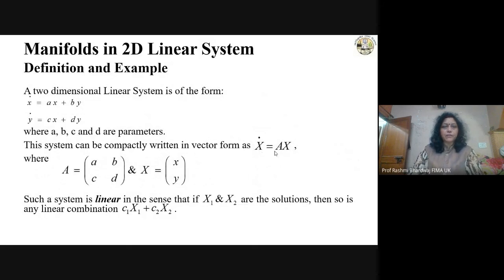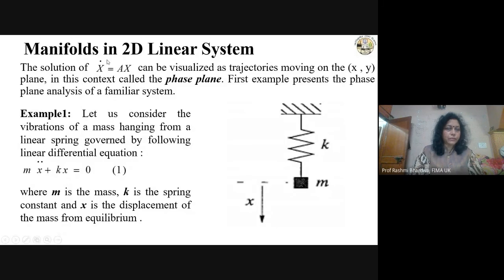Basically, suppose you have any two-dimensional linear system which is of this form. So this is the matrix of this, and this is the xy. Such a system is linear in the sense that if x1, x2 are solutions, then so is any linear combination of them. So the solution of x dot equal to Ax can be visualized as a trajectory moving in the xy plane, which we know as a phase plane.